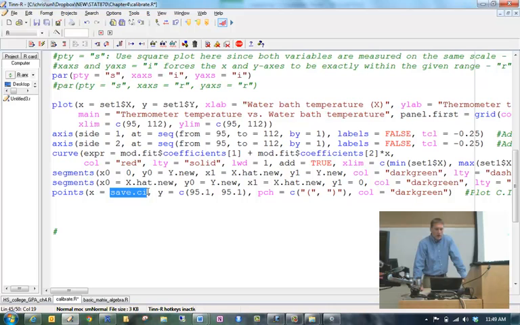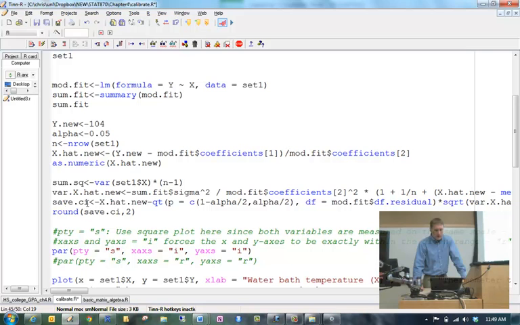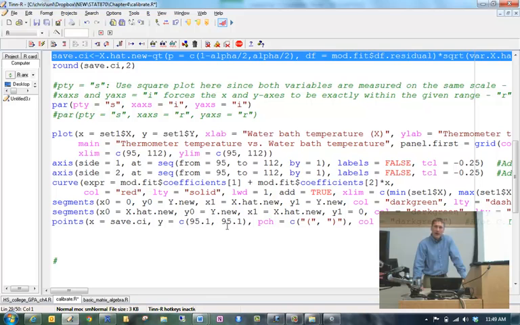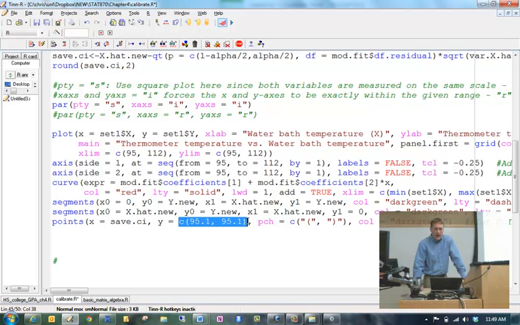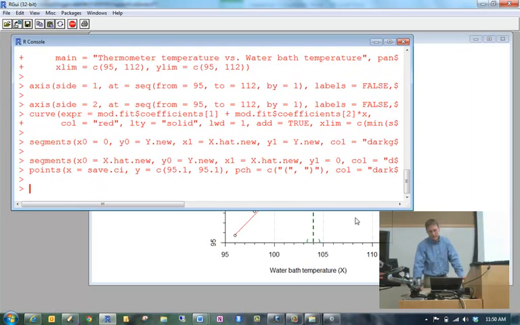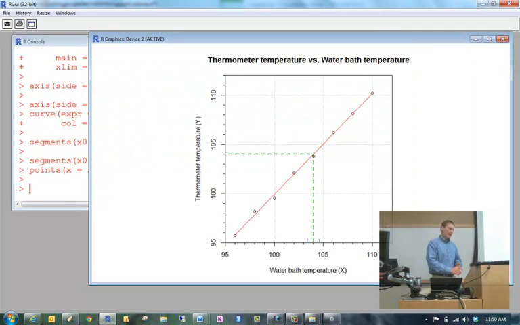Where do I want the points drawn at? I want them drawn at the actual confidence interval value. So save.ci corresponds to where I put the actual confidence interval. So it has a lower value and upper value. I want to draw it on the y-axis at 95.1. And what points do I want to use for a plotting character? How about we use parentheses, because that kind of looks like the sides of the interval. And this is what I get. And so there you see that added to the plot.